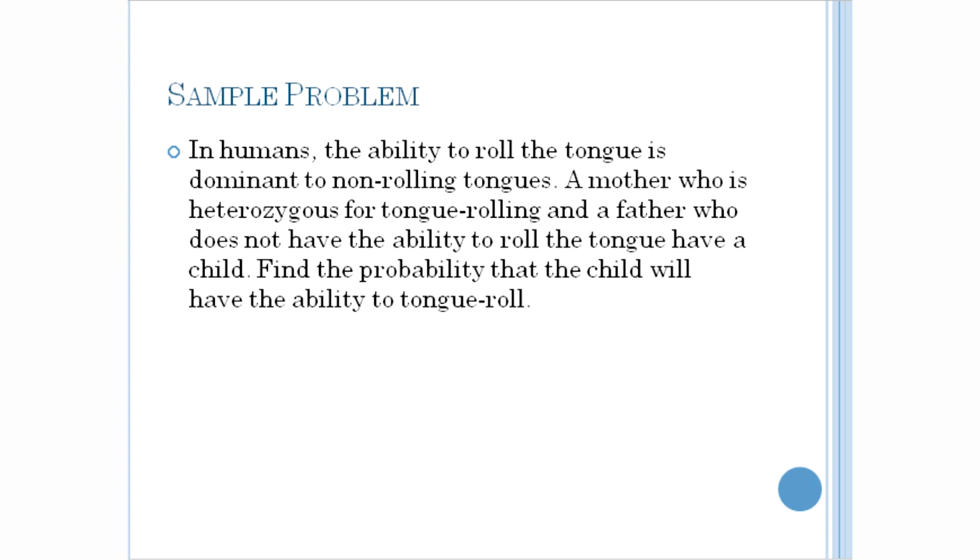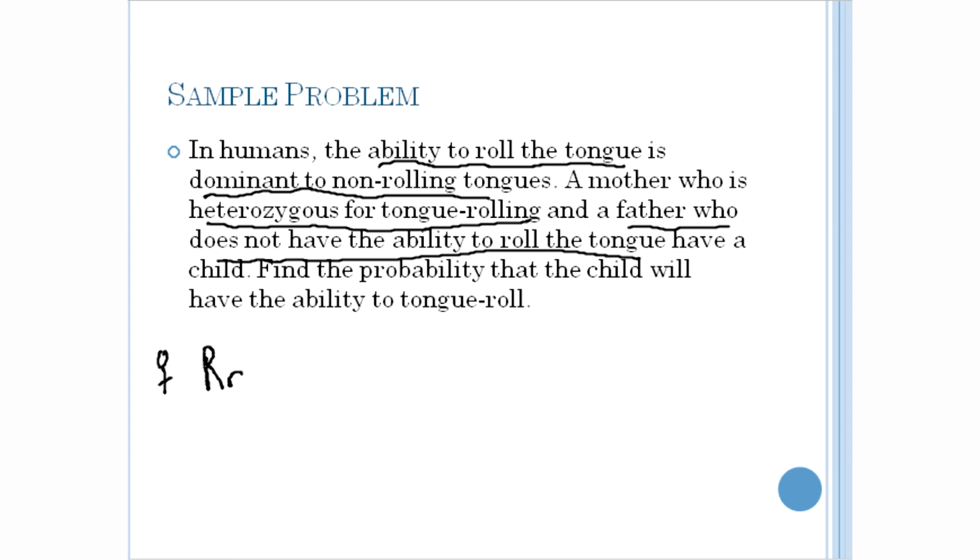This question here poses another problem, which you can solve by using this method. You are told the ability to roll tongue is dominant to non-rolling. A mother who is heterozygous for tongue rolling, again, so the mother, heterozygous, so she would be big R, little r. The father does not have the ability to roll the tongue. The father is going to be little r, little r.